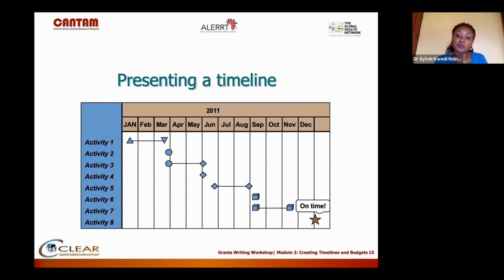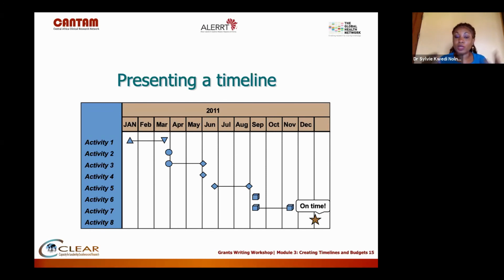I mentioned before that the timeline that you're presenting to the funder is a graphical picture. It's a graphical representation. They want to be able to see in one page, at one glance, how all the activities are planned, and the amount of time that they will require in order to meet their deadlines.